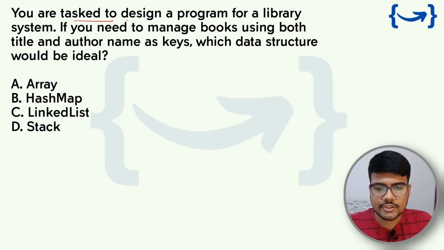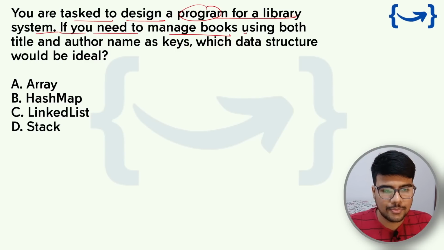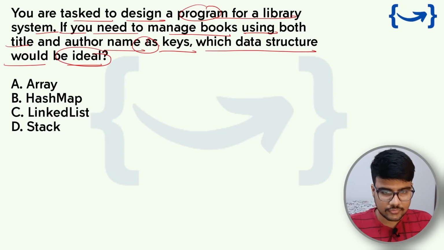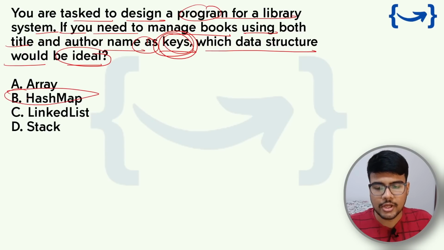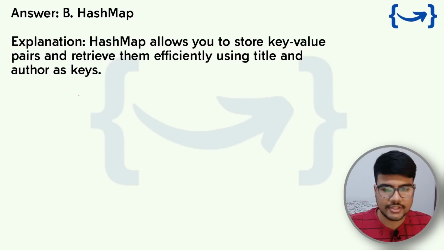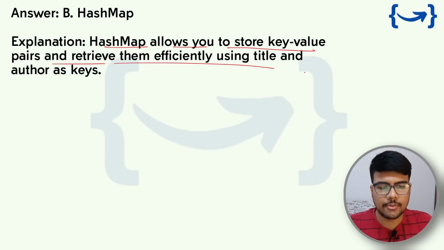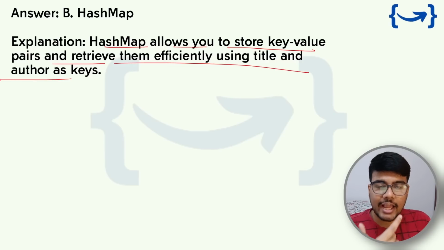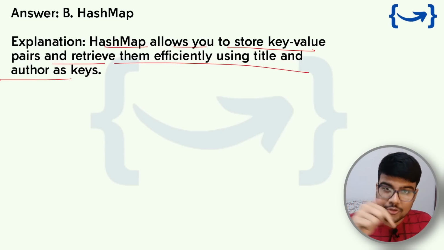You are tasked to design a program for a library system. You need to manage books using both titles and author names as keys. Which data structure would be ideal? We need to deal with keys, so keys came into the picture. I know that a HashMap will fulfill our requirement, and B is the right option. A HashMap allows you to store key-value pairs and retrieve them efficiently using the author as key. Let me know the optimal time complexity of a HashMap to find or fetch any key. Let me know in the comment section quickly.